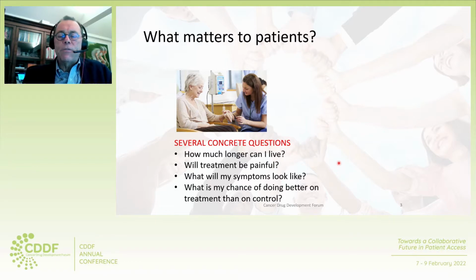But these questions relate to the benefits of the treatment, the harms or the risks of the treatment, and then some kind of an overall assessment of the benefit risk. And typically, we just don't do this as statisticians working in clinical trials. And that is probably something we should be doing more and more.